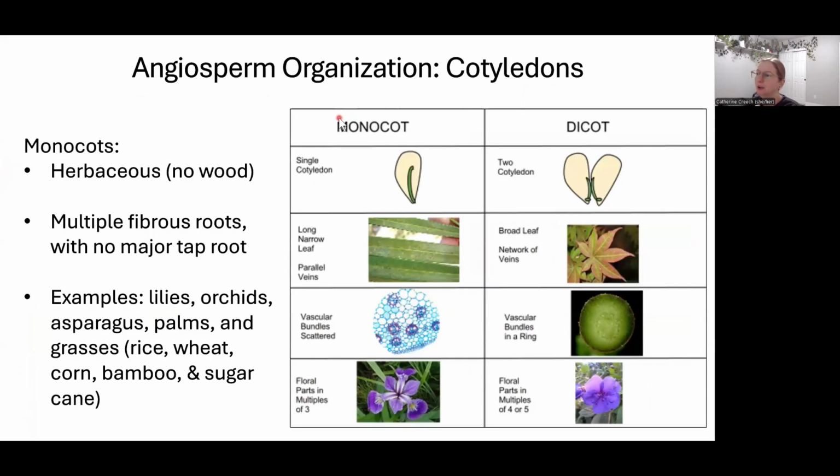All right, so monocots have a single cotyledon. If you look at their leaves, they're usually long and narrow, think grasses. They have parallel veins. If you were to cut them open and look at their vascular tissue inside, the vascular tissue would be all scattered. And their flower parts are often in threes. So this has 3 petals and 3 sepals.